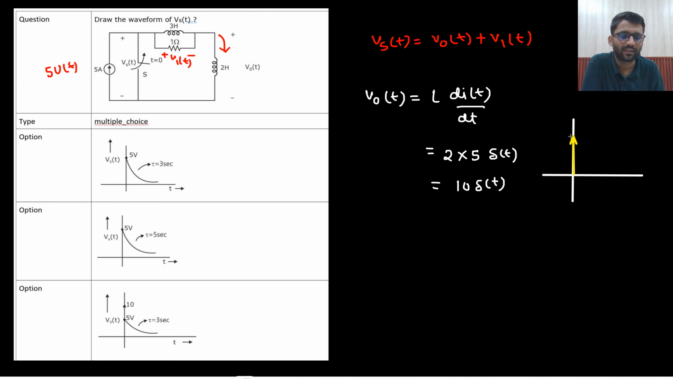This is how it would look. Impulse of 10. This is the flux, the unit is volt-second. So this is the flux, V naught t.